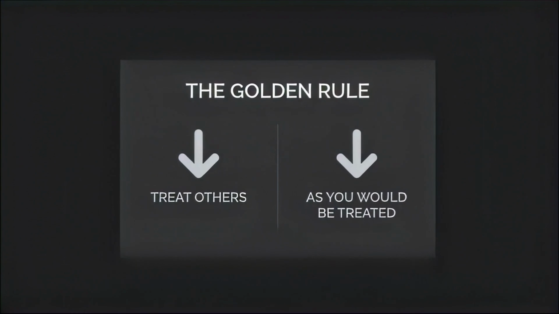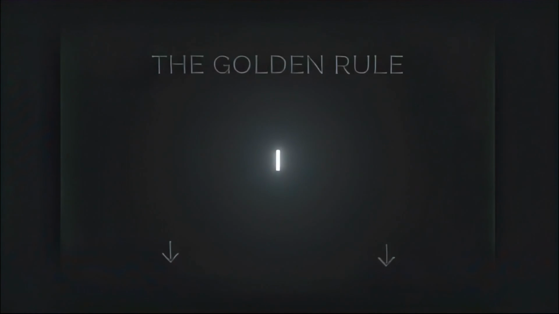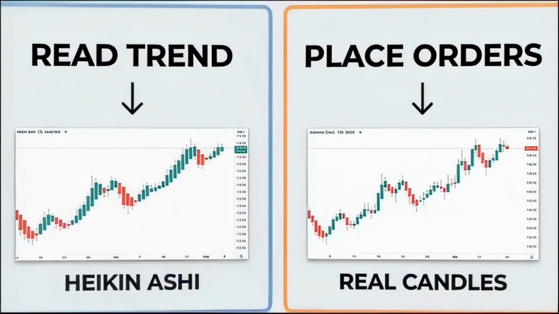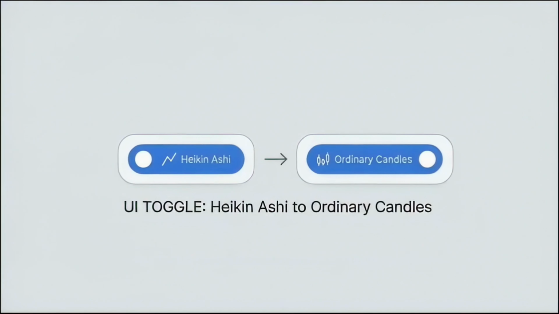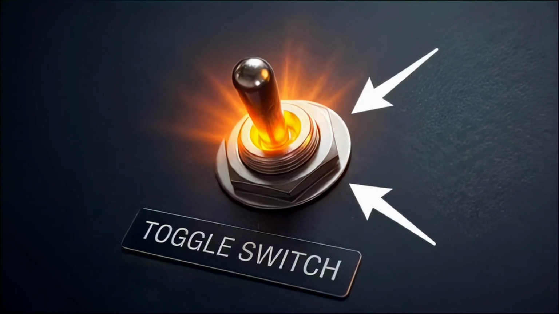So the rule is straightforward, and it is the whole reason this video exists. Read the trend on Heikin Ashi. Place your orders using real candles. Many platforms let you keep an ordinary chart alongside, or simply switch back before you click. That habit is not optional.